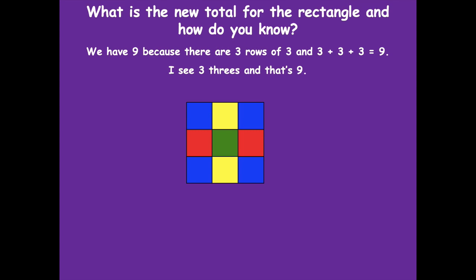You can skip count by 3s, right? And then there's 9 because 12 minus 3 equals 9. So that's subtracting from our previous array, our rectangle. Okay, those all make sense.